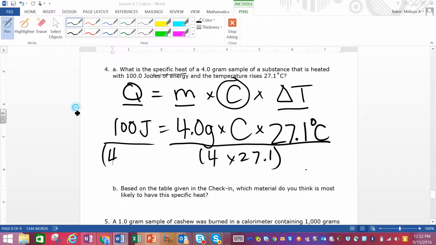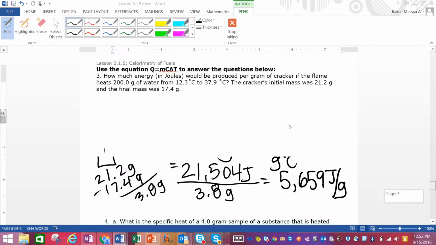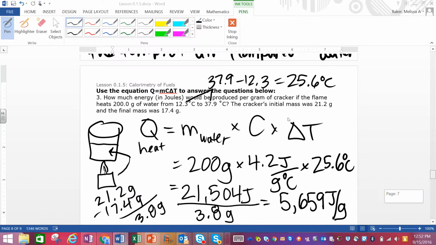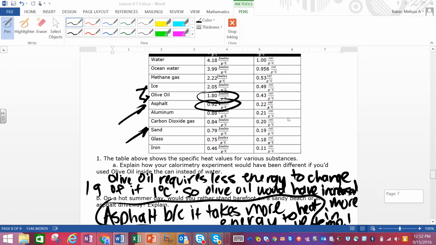So ultimately I'm going to punch into my calculator 100 divided by 4 times 27.1, and my specific heat comes out to be 0.92 joules per gram degree Celsius. So whatever this substance is, it takes 0.92 joules to heat 1 gram of it 1 degree Celsius. So let's scroll back up to my chart. Oh, that was asphalt, like our other question. That's the one that matches.